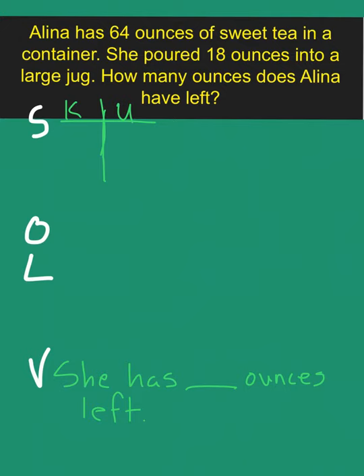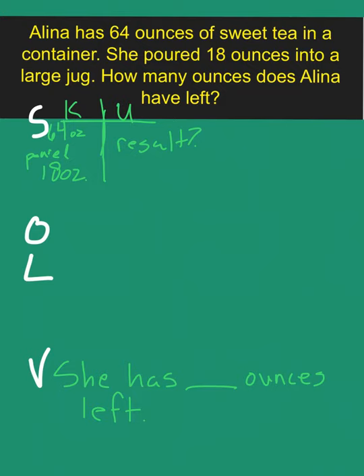So we don't know. Again, we don't know our results. Sorry, let me change up the color here. Results. We don't know what our answer is. We know she has 64 ounces in a large jug, and she poured 18 ounces. Sorry, I know my handwriting isn't that great. I'm doing my best here to go quickly for you.